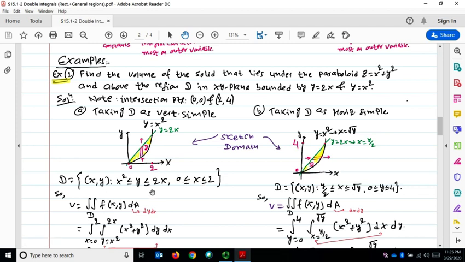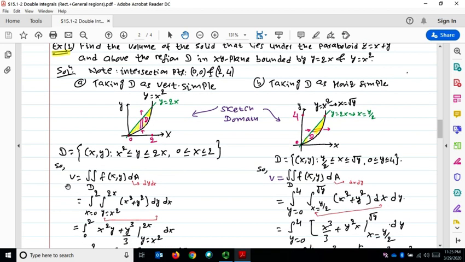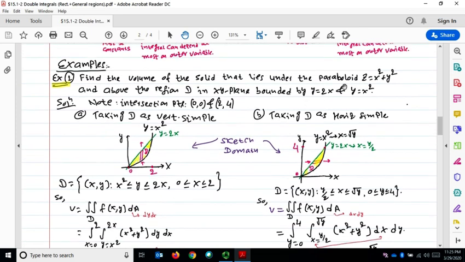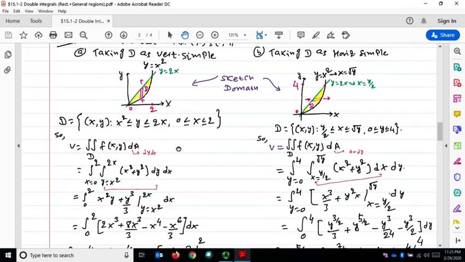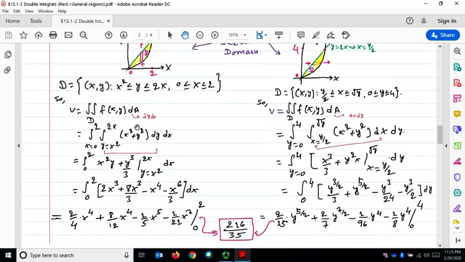So with this domain description, what's the volume template? The volume template is the double integral of f of x, y with respect to the area element dA over domain D. And since we described it as y simple, dA equals dy dx. In the next step, what is our function here? Our function is the paraboloid z equals x squared plus y squared. So let's replace f of x, y by x squared plus y squared. Then dA is dy dx.